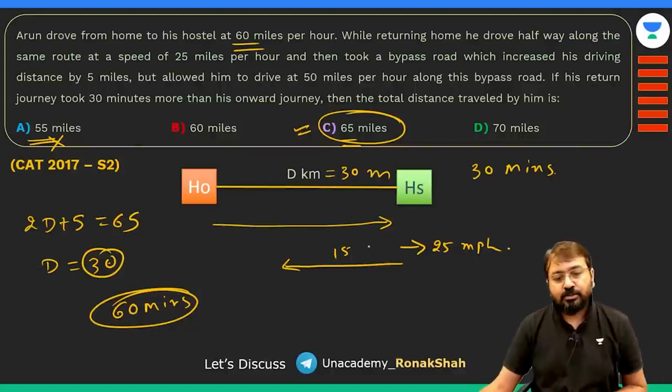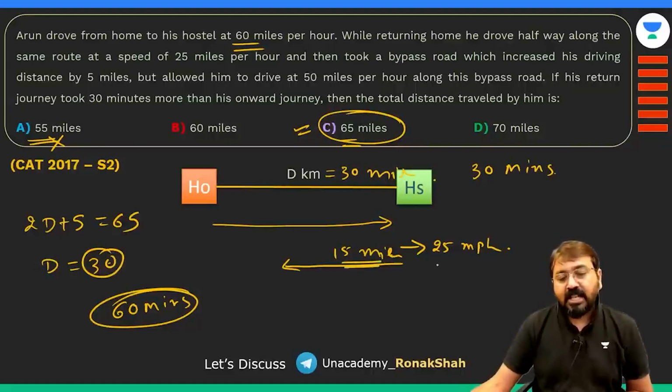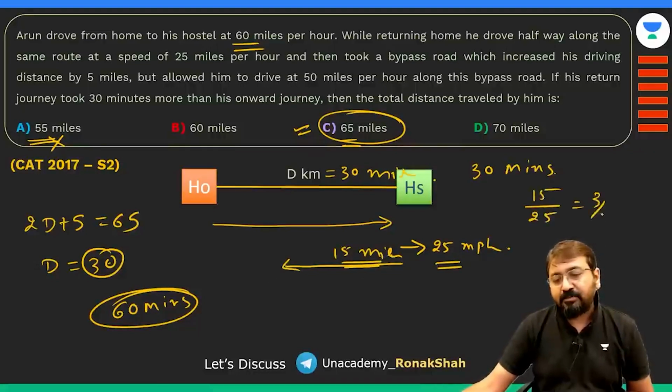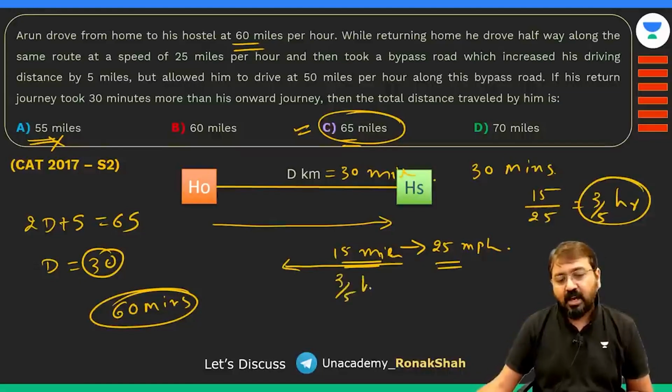I'm sure you must have understood this. So everything is in miles. Okay, 15 miles, 30 miles, and so on and so forth. So can I say 15 miles at a speed of 25 miles per hour? It should have taken 15 by 25, that is 3 by 5 hour. Yes, so this time is 3 by 5 hour.